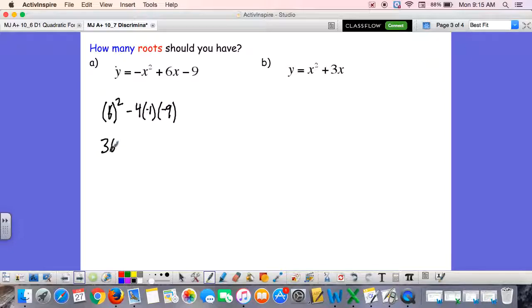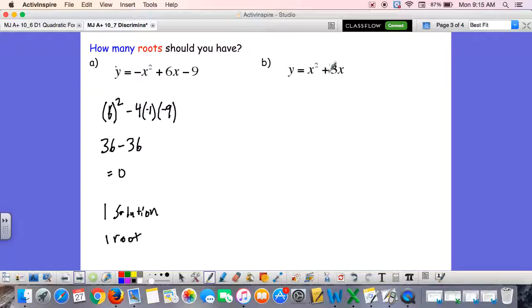6 squared is 36. Now we need to be careful with our negatives. We have 1 negative, 2 negatives, and 3 negatives. A negative times a negative is a positive, but then that positive times a negative is going to be a negative. So 4 times 1 times 9 is 36. So 36 minus 36 gives us 0, which I made look like a 6. So we have one solution, or one root. They are the same.